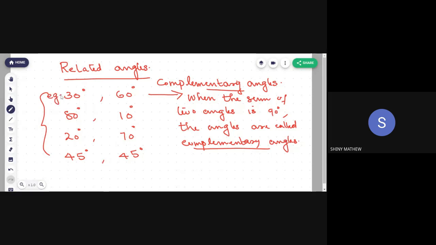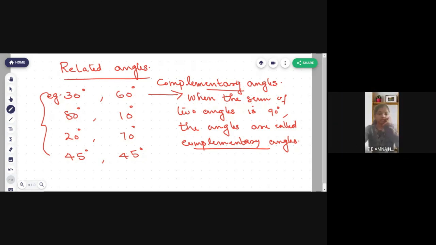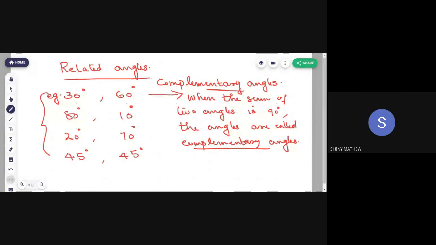Below you write example. These all are examples: 30 and 60, 80 and 10, 20 and 70, 45 and 45. These all are complementary angles. We can see plenty of complementary angles like this. Okay, copy all those examples. Okay, write fast. Miss, writing finished. Okay. Below you can write one more sentence.